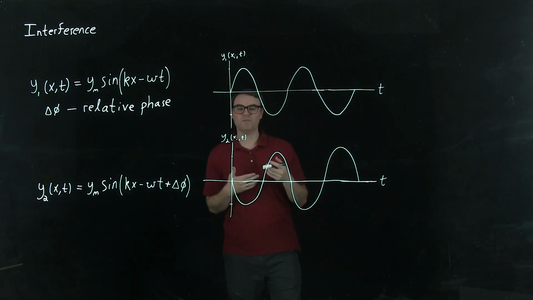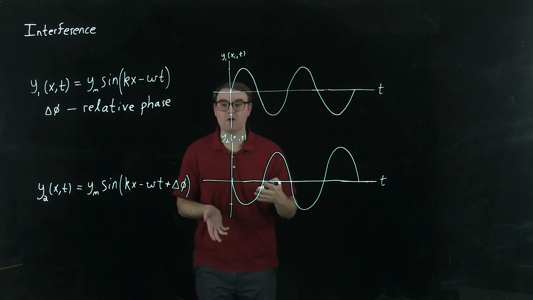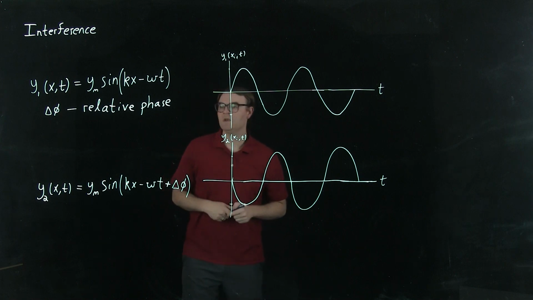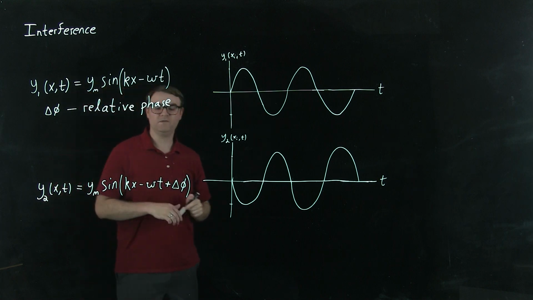So this is me sitting at a point watching maybe some waves on a string and how the string moves as a function of time, or if I thought about these as water waves, how is the water going up and down at one given location. And again, I'm trying to think about how they're going to interfere with each other given this relative phase.